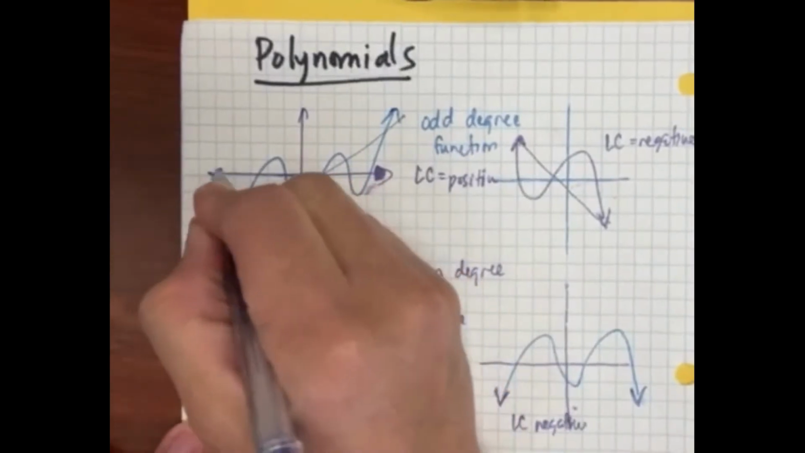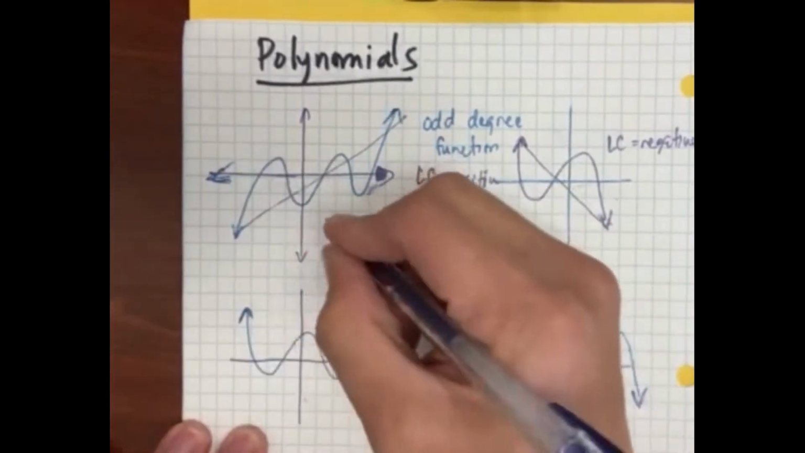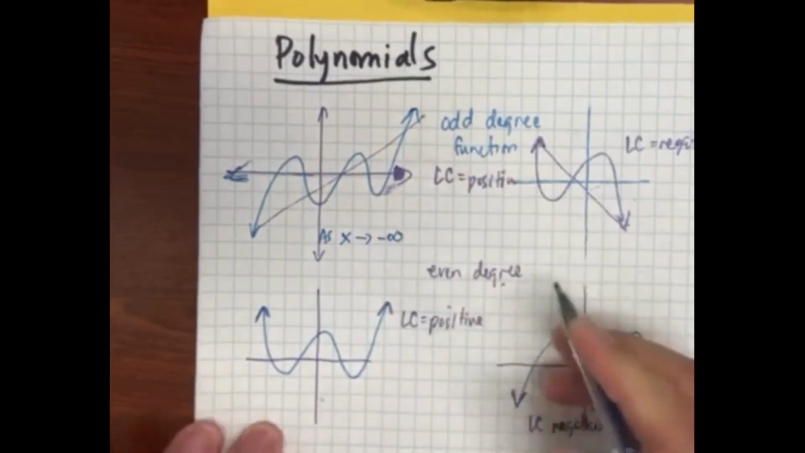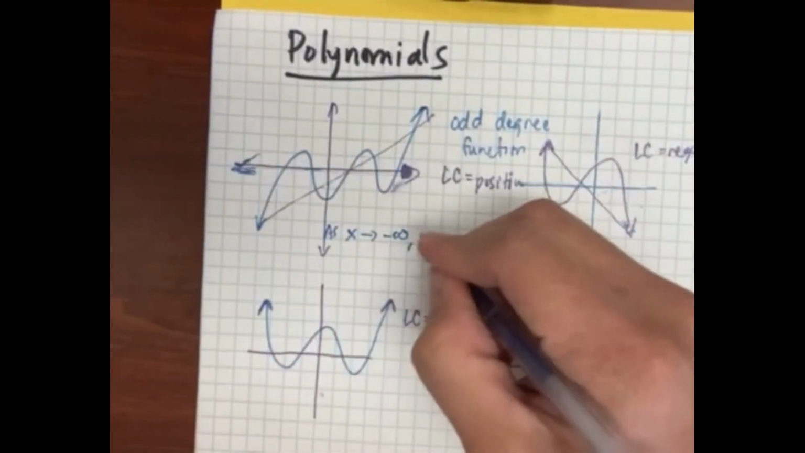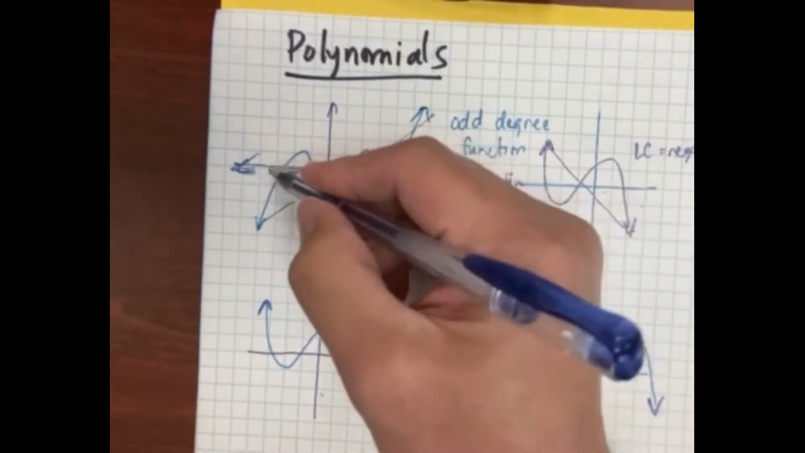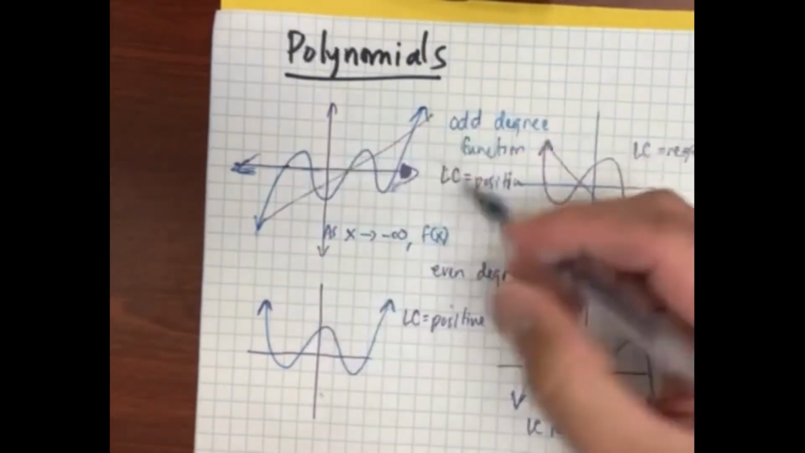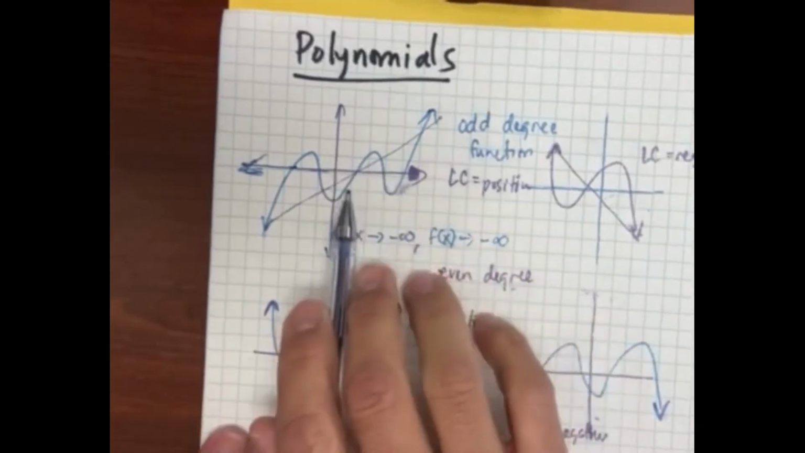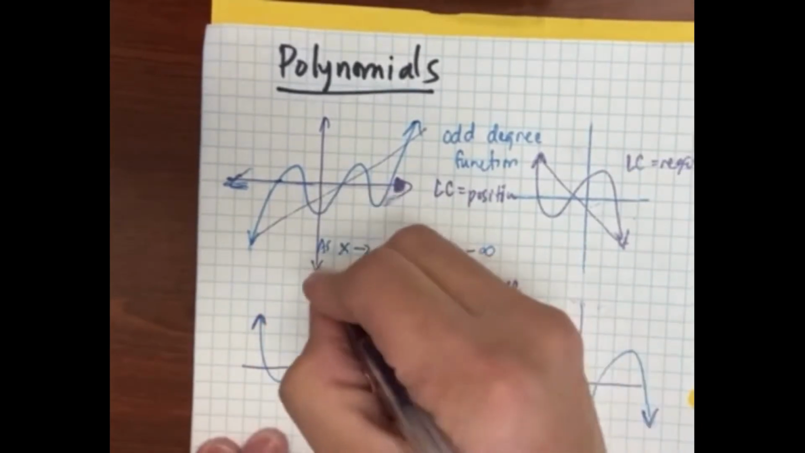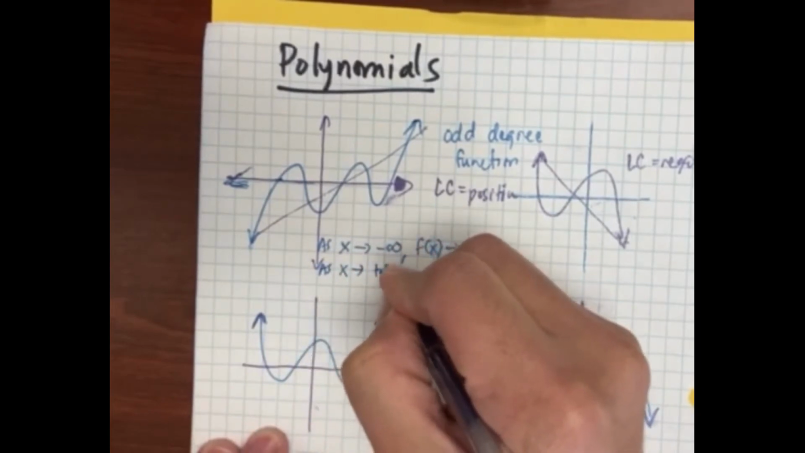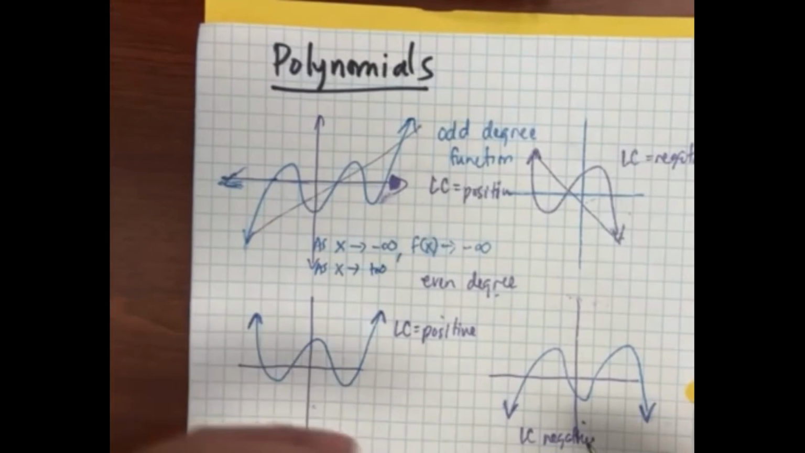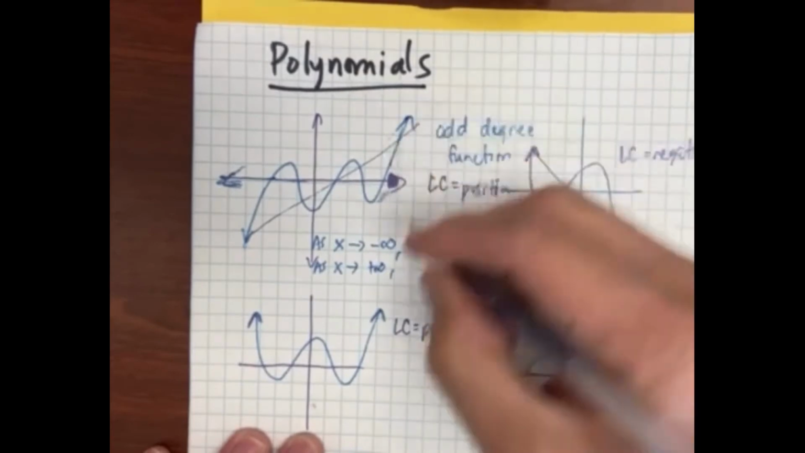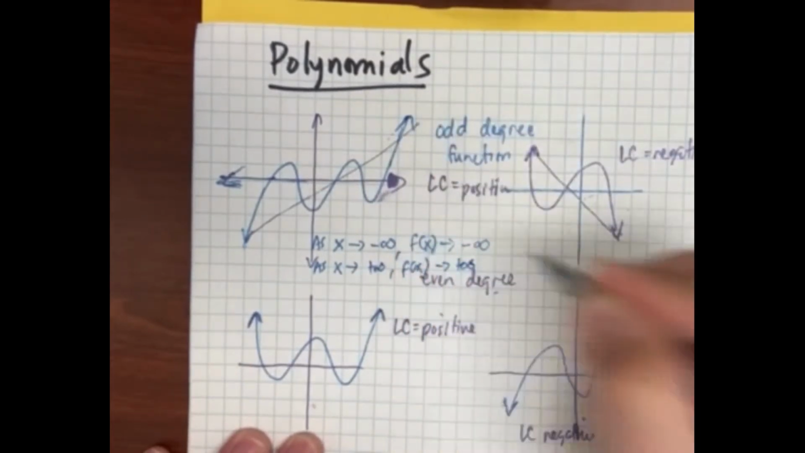This graph here is going to the left side of the x, so as x approaches negative infinity, because x is going to the left, what happens to the f of x, or what happens to the y? As x goes to the left, the graph goes down, so y is approaching negative infinity. And on the other side, as x approaches positive infinity, because the right side is positive, what happens to the graph? The graph is going up, so f of x is approaching positive infinity.